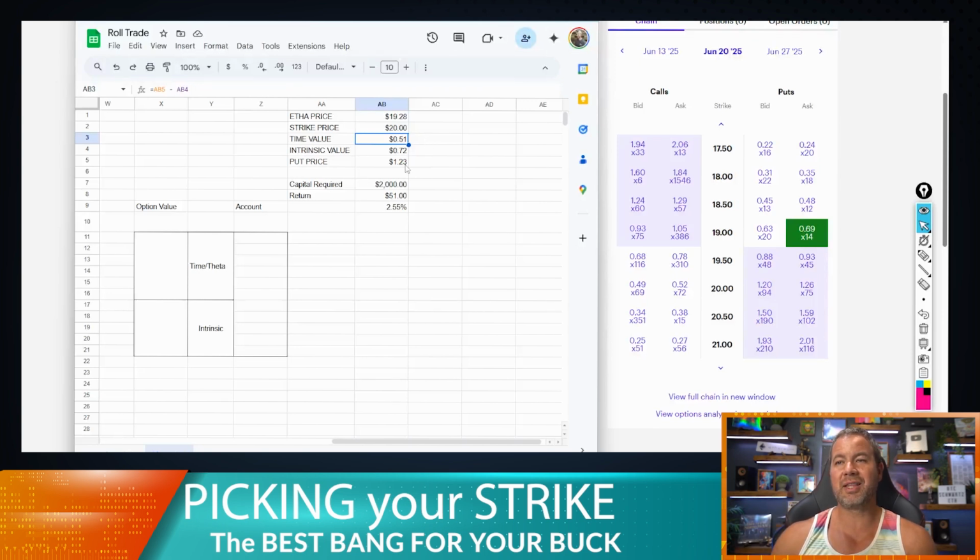So there's actually going to be less time value and more intrinsic value. And you can see that all the way up. Even if we did the $21 one, we would go up here and change the price to $1.95. You're going to have even less time decay value, all intrinsic value. So what that means is on expiration day, if it's $19.28, you're going to owe $1.72, or you're going to put into the ETHA stock.